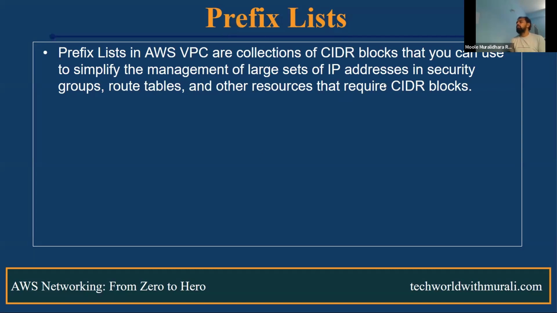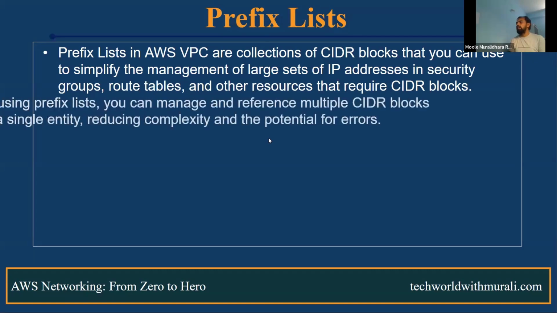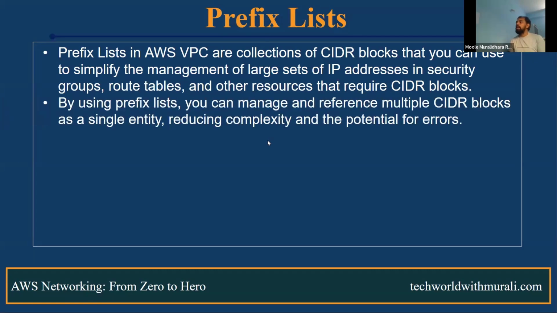This is one of the most important things, guys. We frequently use it if we have common IP addresses. If you want to allow a specific port number, instead of adding individually, we can create the prefix list and add it. By using a prefix list, you can manage and reference multiple CIDR blocks as a single entity.